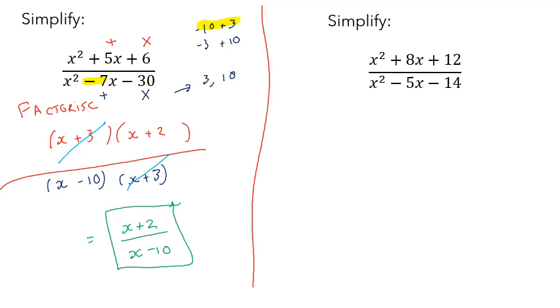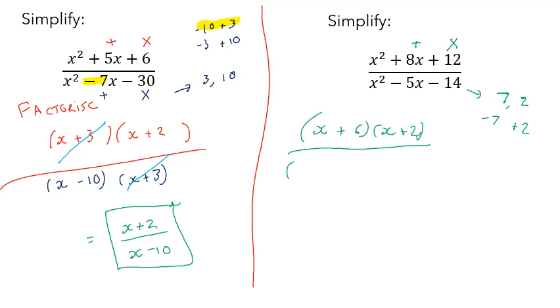You cannot simplify further. With that in mind, pause the video and have a go at the question on the right-hand side. So with the question on the right-hand side, you should have got the numerator factorises to x plus 6, x plus 2, because they multiply to make 12 and add to make 8. Your denominator factorises, right, they need to multiply to make minus 14, so it's going to be 7 and 2, and it's going to be negative 7 plus 2. So x minus 7, x plus 2.